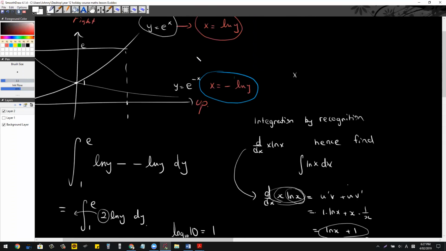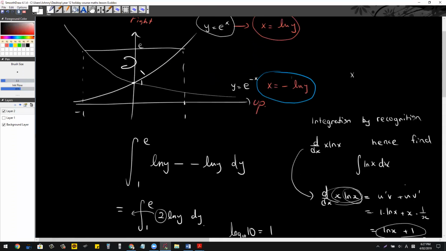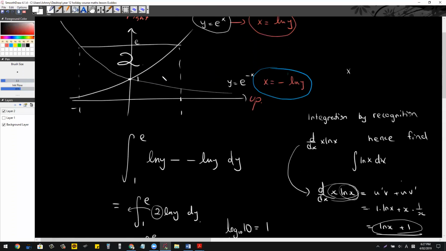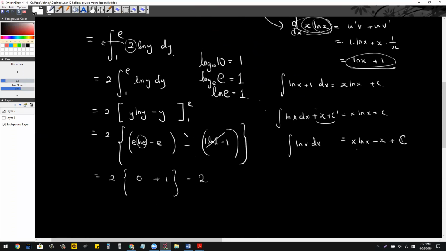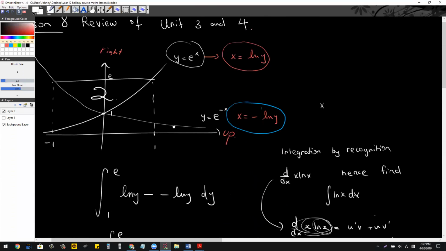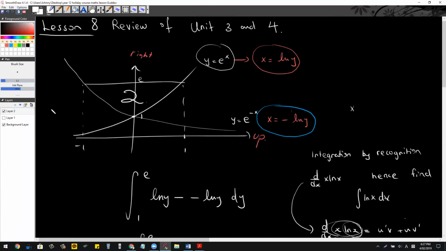Okay. So what they're saying is that this area is 2. Maybe we made some mistake before. According to this calculation, it's showing that the area here is 2.